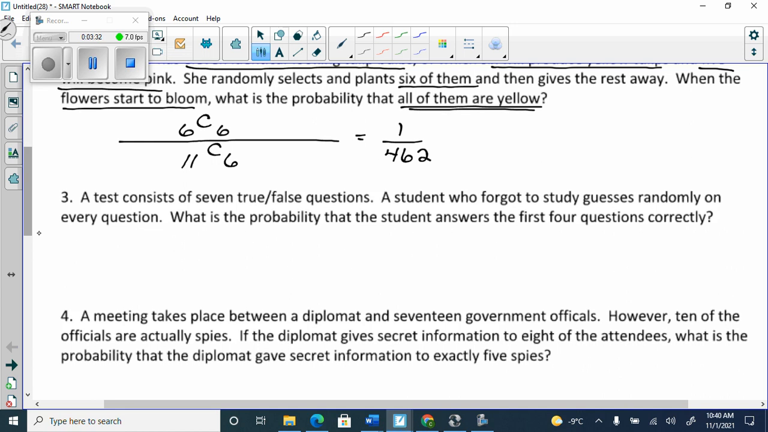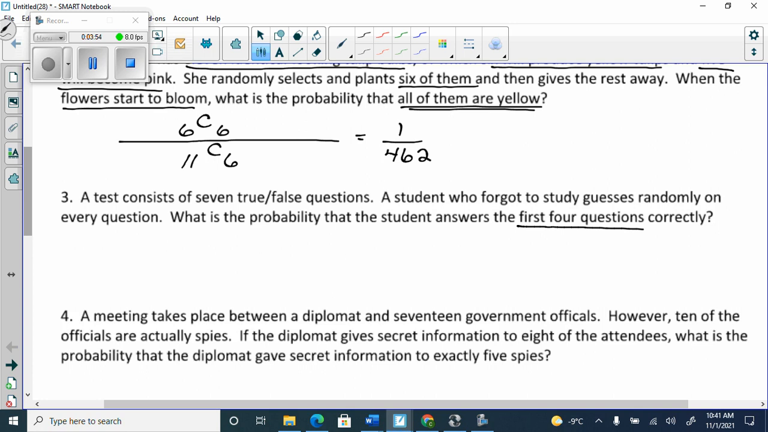The next one is a test. It consists of 7 true and false questions. What happens when we have true and false questions or multiple choice questions? We draw lines for each question, correct? A student who forgot to study guesses randomly on every question. What is the probability the student answers the first 4 questions correctly?